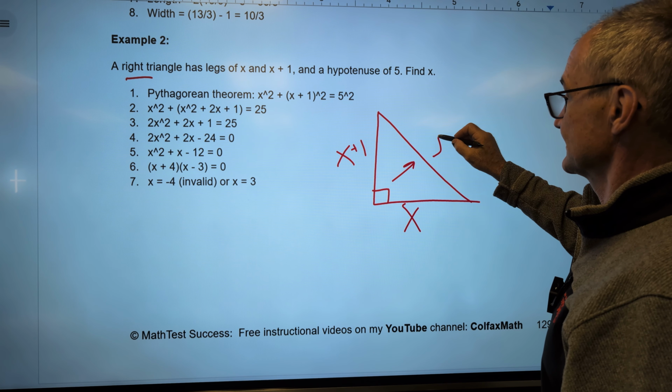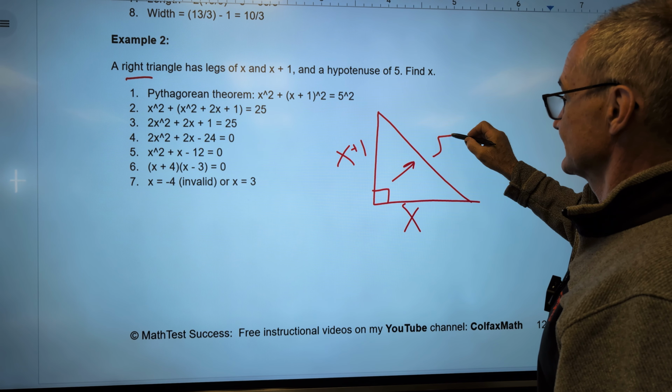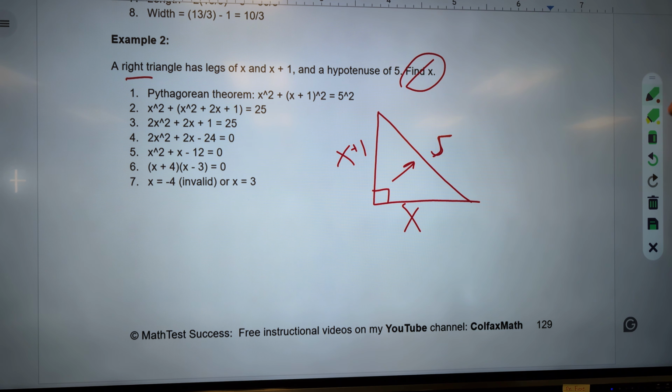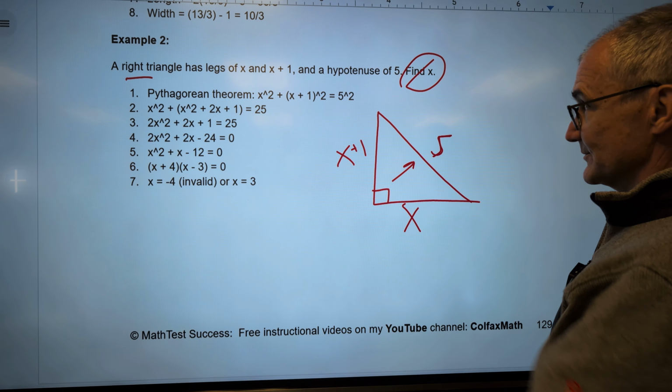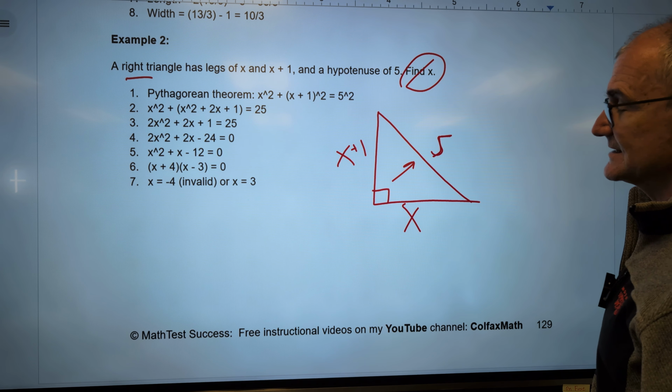And then what are we looking at? Find x. So I'm not looking for sides here. I'm just looking for x. So I have to use the Pythagorean theorem. It's going to give me a quadratic. If you don't know what a quadratic is, go back and take a look at that chapter on it.